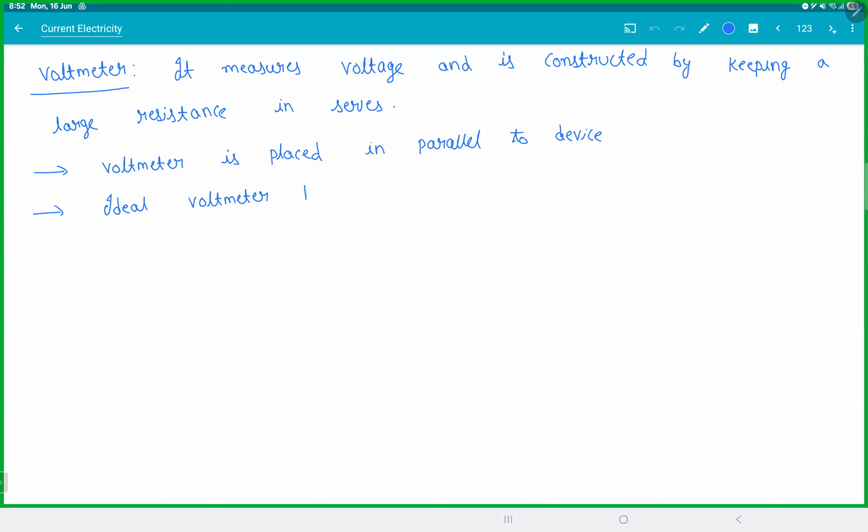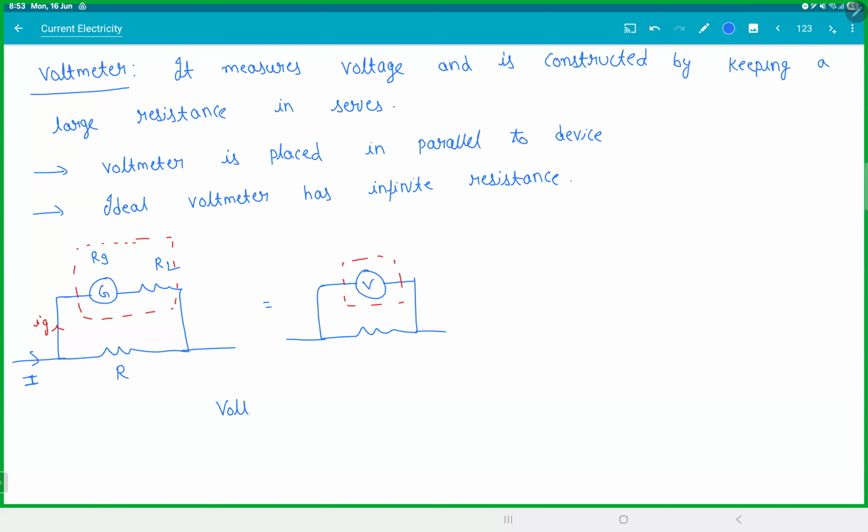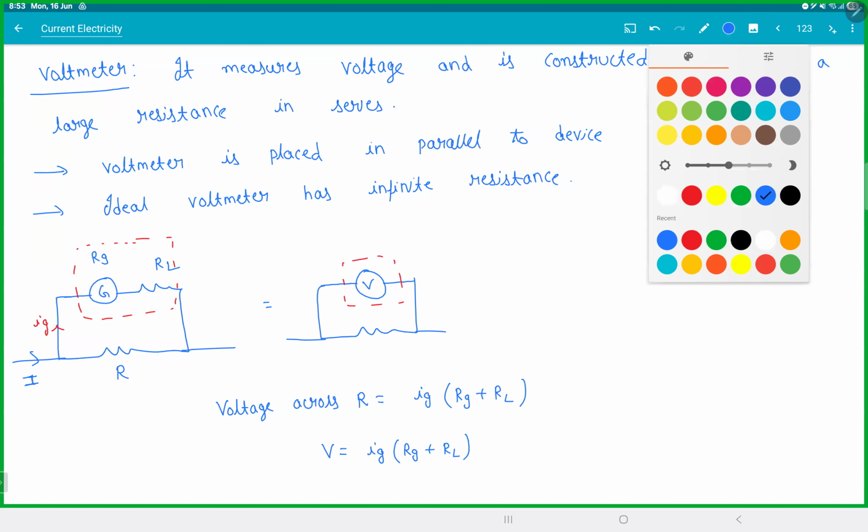This current will be IG. This is straightforward actually. The voltage across capital R is nothing but the voltage across RG plus RL, isn't it? Because they're in parallel. The voltage across R is nothing but IG into RG plus RL. This is your formula, and this is your multiplying factor, RG plus RL. Same story. What we did in ammeter, we are going to do the same thing again here.